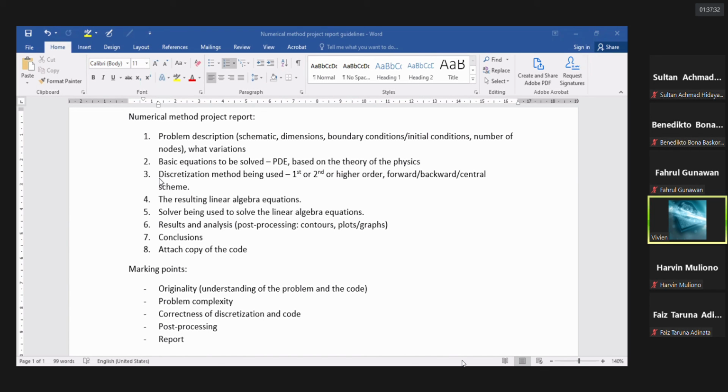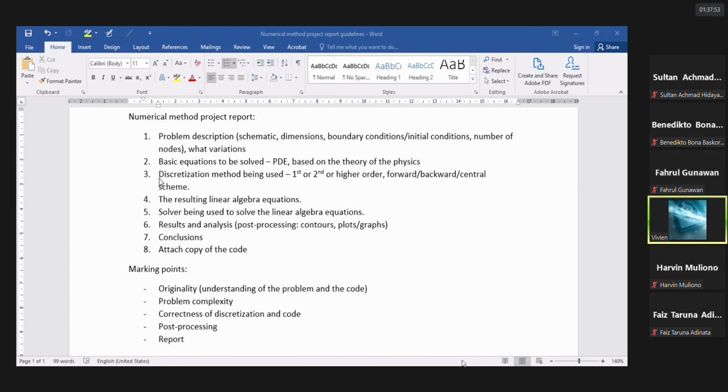And then the fifth is the solver that is being used to solve the linear algebra equation. So state what solver is being used. Are you using direct inversion, for example, or are you using Gauss-Seidel or Jacobian? And the sixth is show the results and do analysis on that.